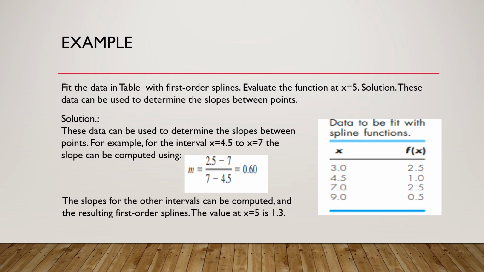So, mayayari niyan, f(x) equals f(4.5) plus m times (x minus 5): 1 plus etong buong slope m, which is 0.6, times the x minus 5. So, 1 plus 0.6 times 5 minus 4.5 is equal to 1.3. The slopes for the other intervals can be computed, and in the resulting first order splines, the value at x equal to 5 is 1.3.